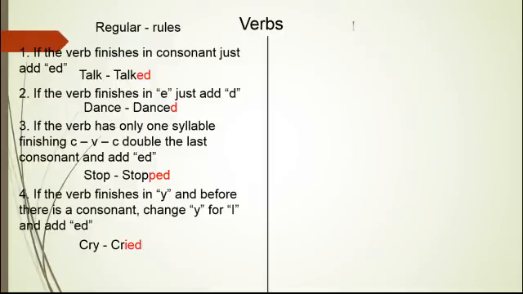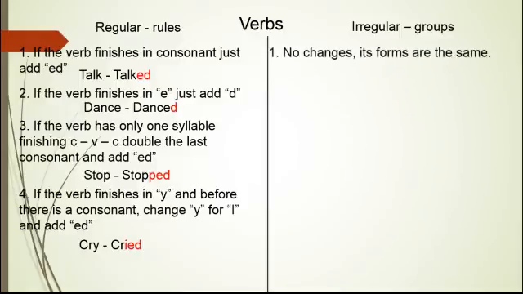Now, for the irregular verbs, we have groups. Dividimos los verbos irregulares en grupos. Group number one, no changes. Its forms are the same. No cambian. The present, the past, and the past participle are the same. Example, hit. Present hit, past hit, and past participle hit.